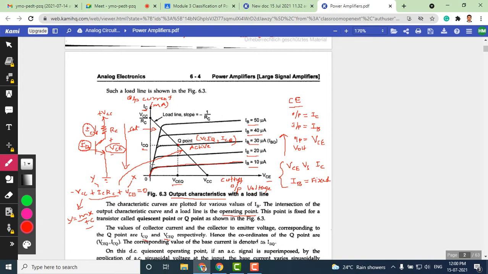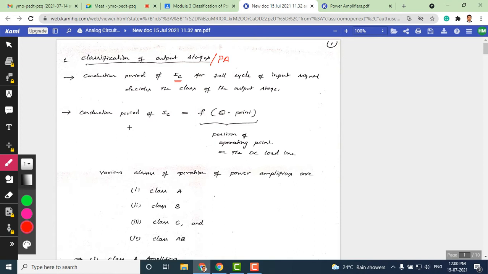So based on this, superimposing this load line on the output characteristics of the BJT, we can classify the power amplifiers into different categories. The same thing we are looking at here. Having said that, we explained the output characteristics of the BJT.